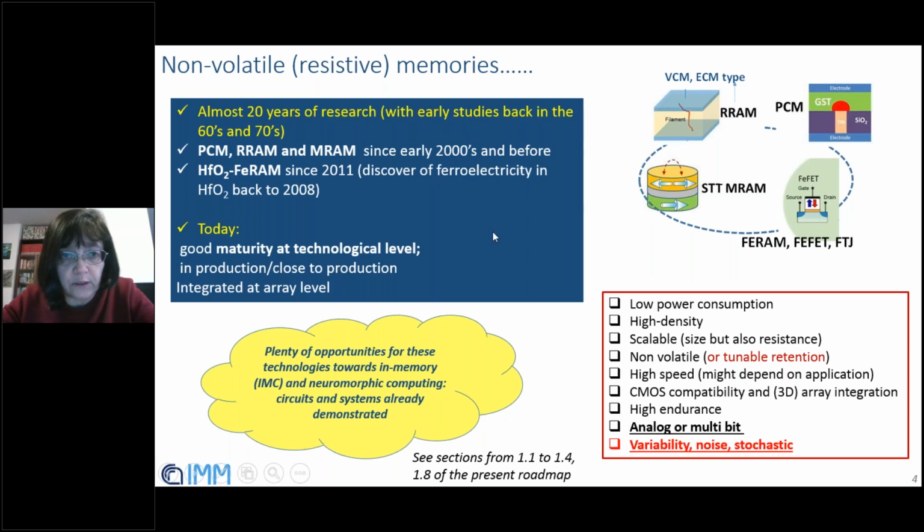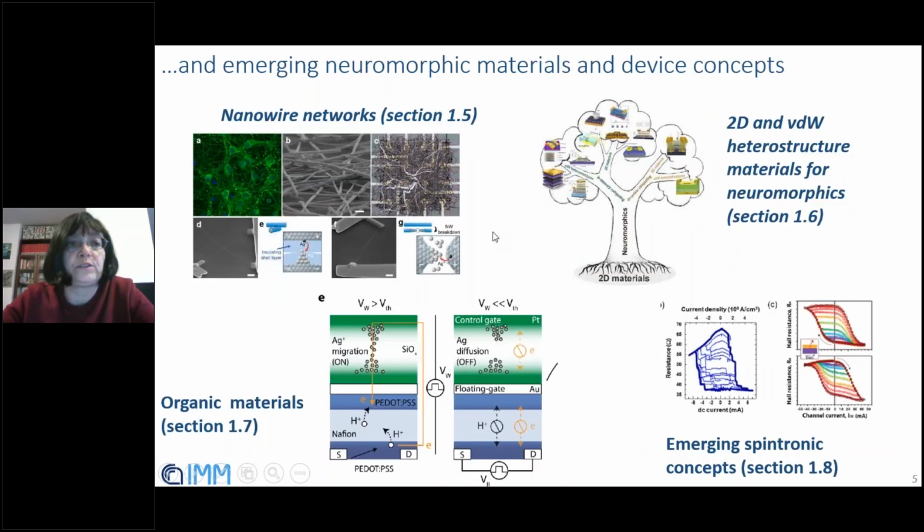Close to this technology, there are also several emerging neuromorphic material and device concepts, as shown in this slide and discussed in the roadmap. I would just mention the nanowire networks, for instance for reservoir computing, 2D materials and van der Waals heterostructures, organic materials and devices based on organic materials, and also emerging spintronic concepts that go beyond the more standard magnetic RAM memories.